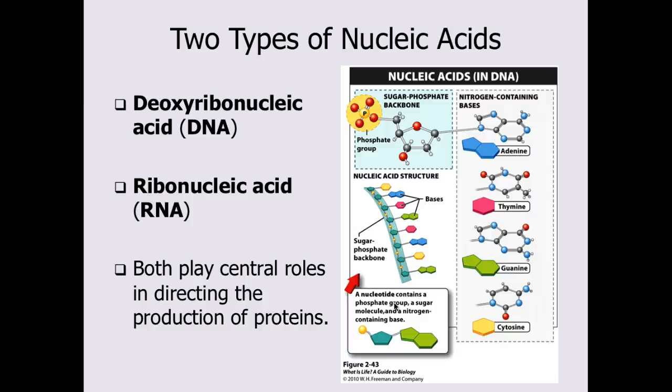So again, there are 2 types of nucleic acids. There's DNA, which is deoxyribonucleic acid, and there is RNA, which is ribonucleic acid. Both of them have a central role in the production of proteins. They're going to have a few differences, but this is once again showing the DNA with the adenine, thymine, guanine, and cytosine. And a nucleotide is going to contain the phosphate group, the sugar, and 1 base. So a nucleotide is 1 component of the nucleic acid.